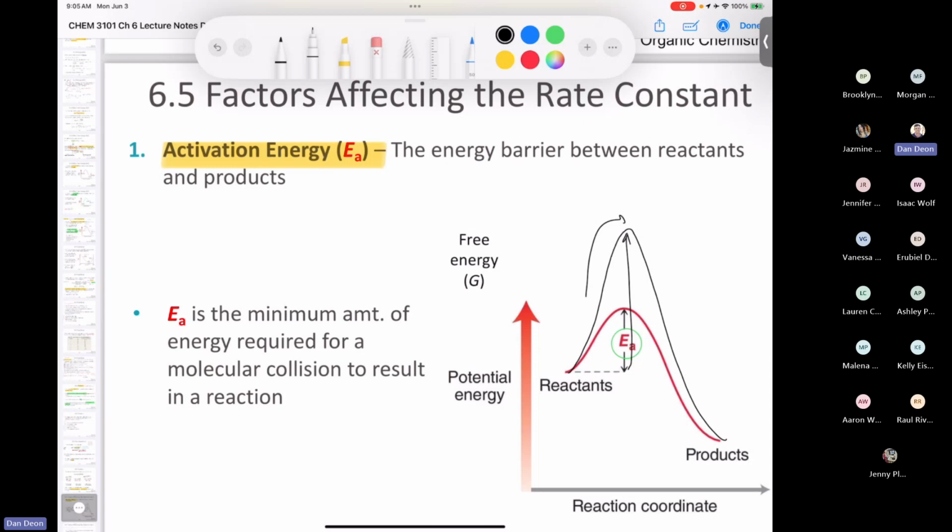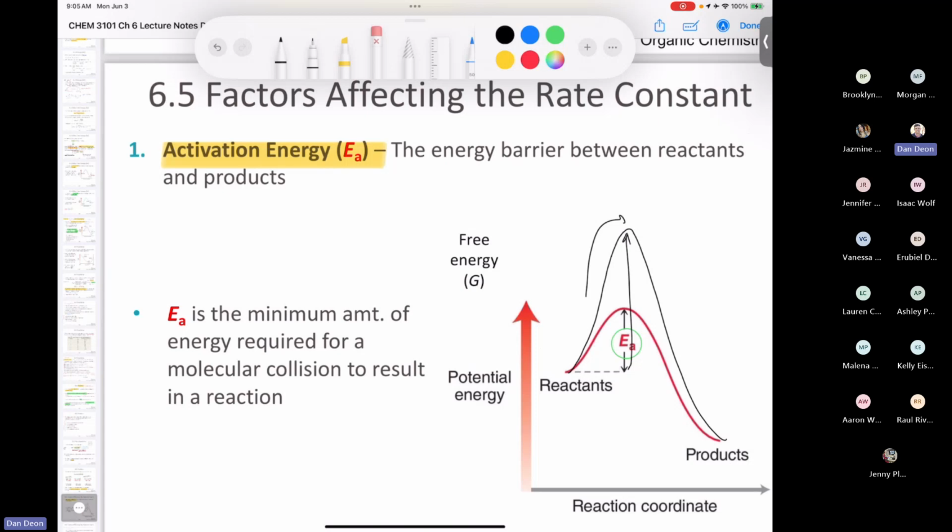So the activation energy, if you don't remember what it is, it's that barrier. It's the minimum amount of energy that you have to have for the collision to result in a reaction. So just because two atoms or molecules collide, that doesn't necessarily mean there's going to be a reaction.